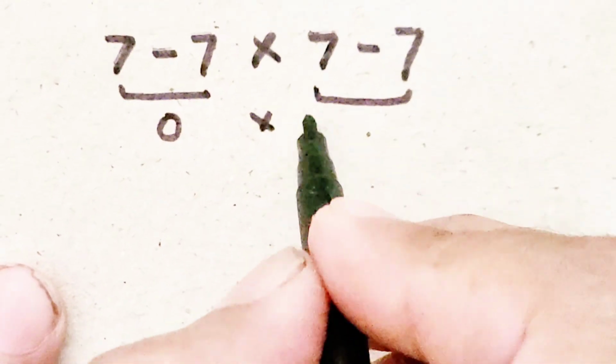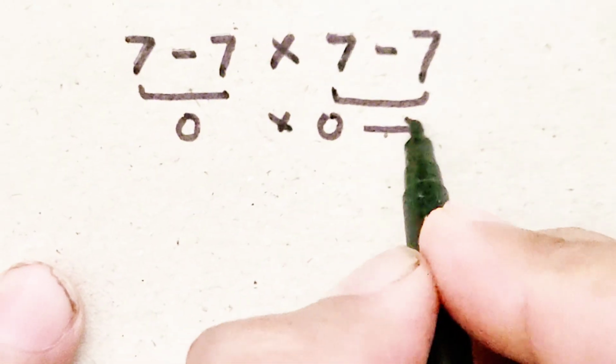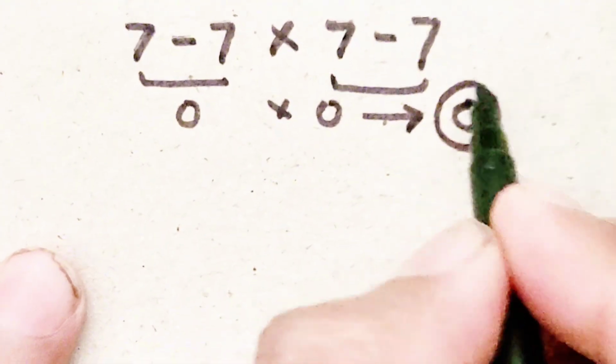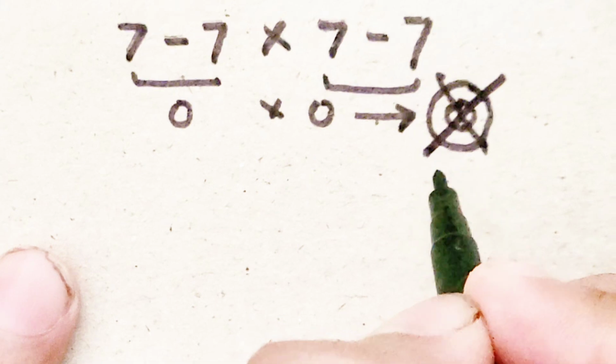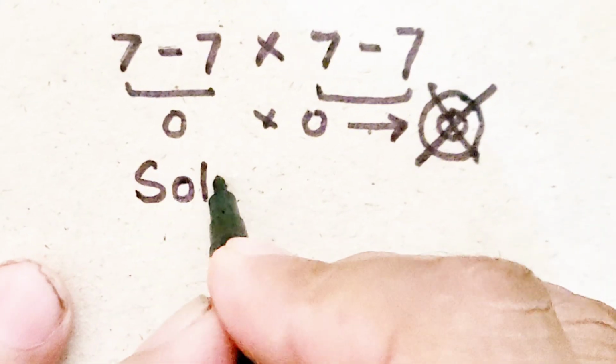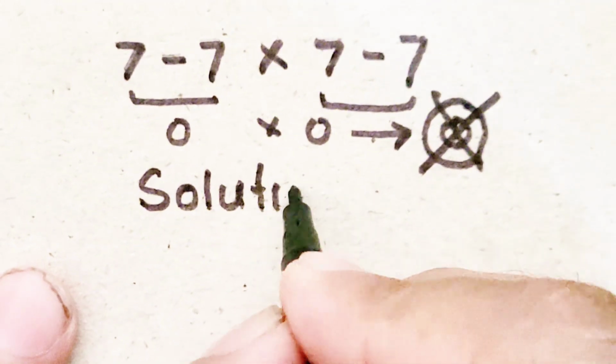7 minus 7 will be equal to 0. 7 minus 7 gives us 0. 0 times 0 gives us 0. Hence, we have calculated the value for this question, but 0 is incorrect. So, we have to handle this question again.